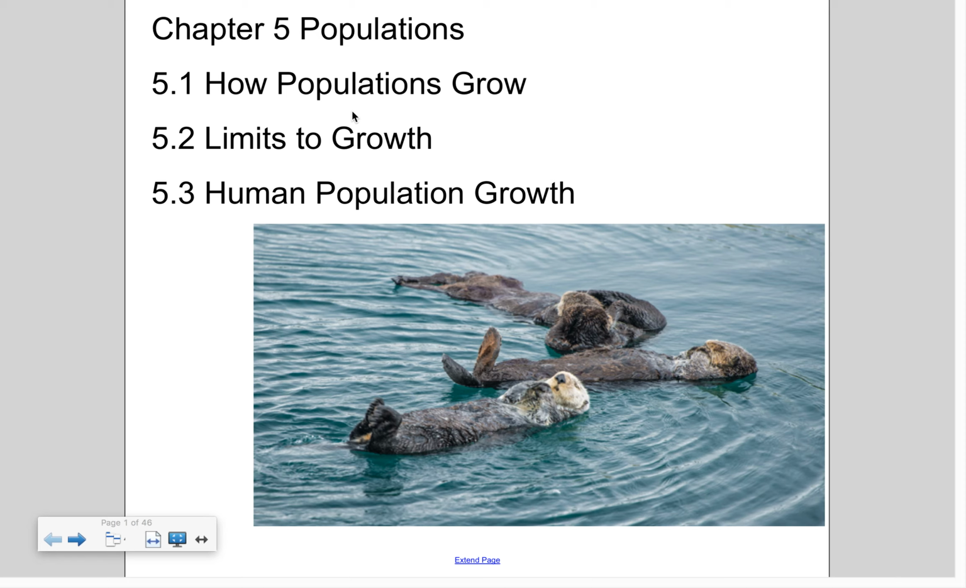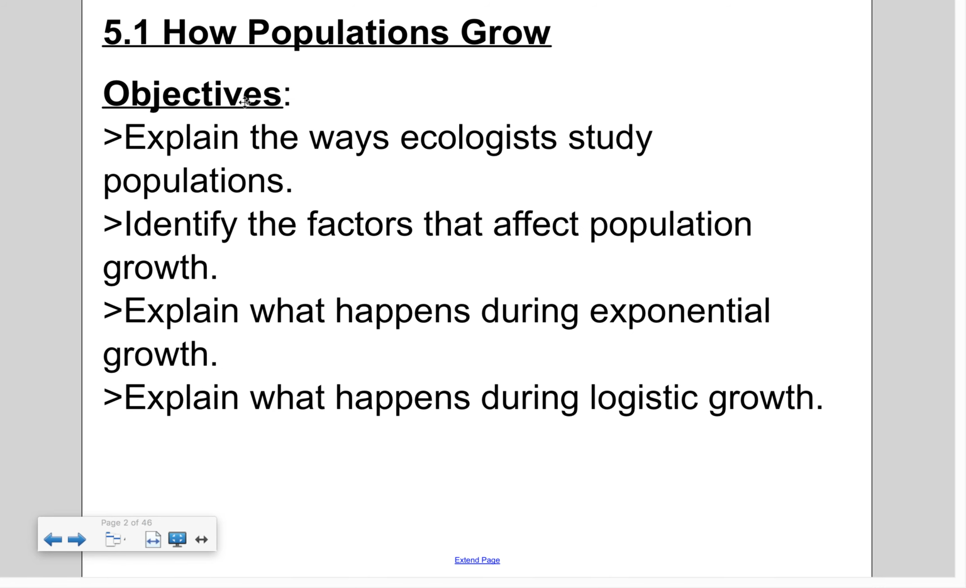We're going to look at how populations grow, and then the rest of the lessons will just be one lecture each: limits to growth, and then talking about how human population has grown recently and our predictions for the future on that. So today's learning objectives: how do ecologists study populations? What are some factors that affect population growth? And then the second part of this lecture, we'll talk about exponential growth versus logistic growth.